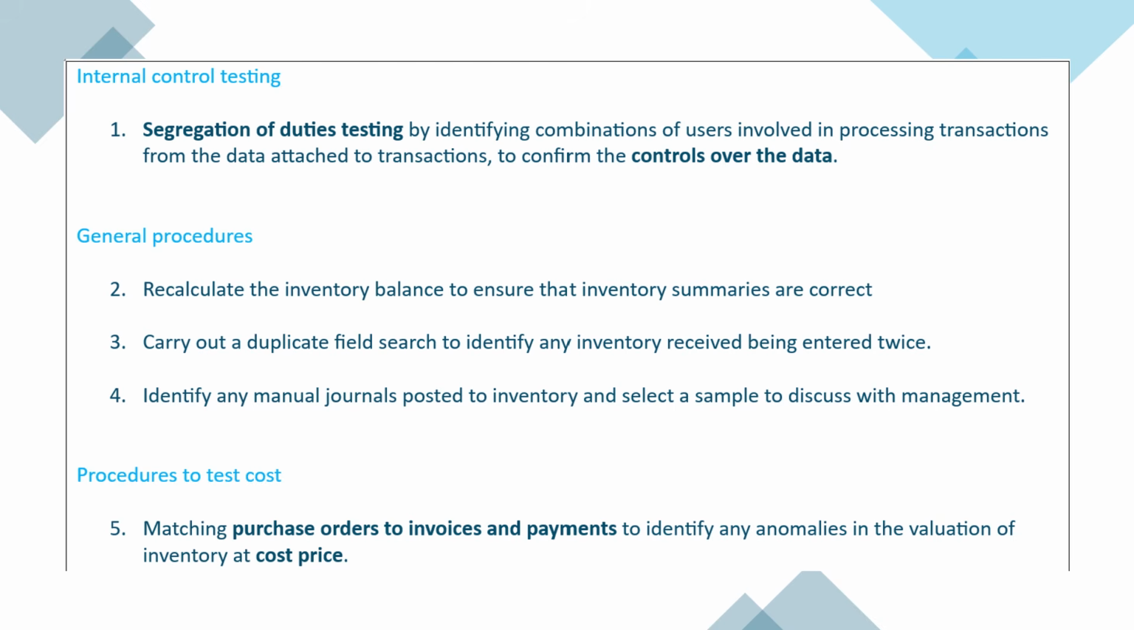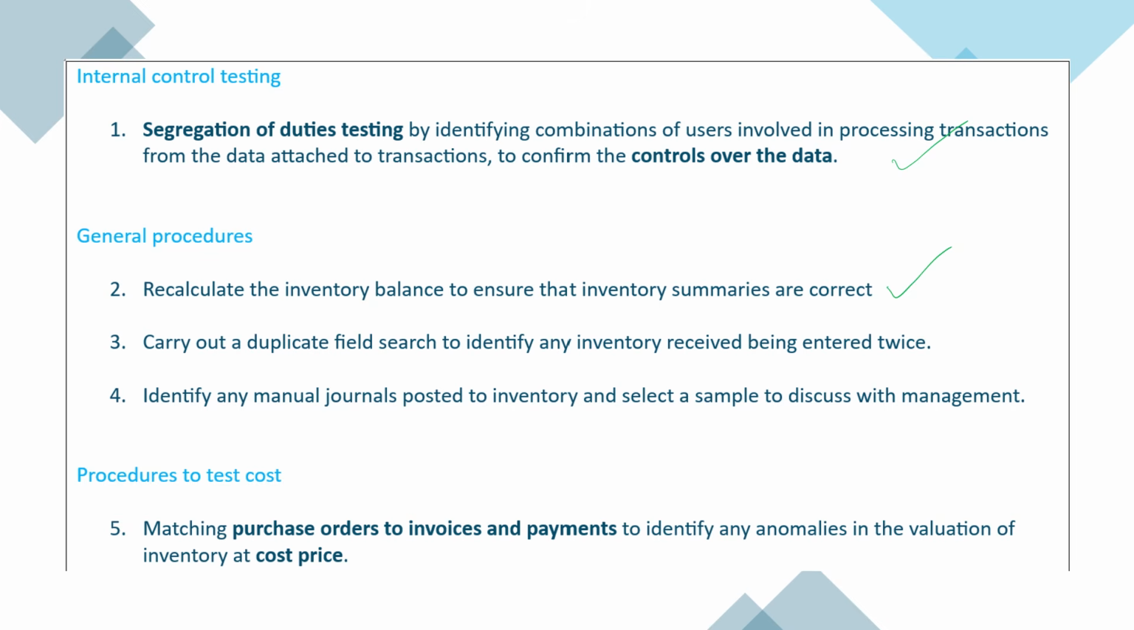So let's start off by talking about internal control testing using data analytics. We can test the segregation of duties by identifying combinations of users who are involved in processing transactions. So your audit softwares, for example, could tell you the combination of roles which are involved in recording the inventory. Remember, the segregation of duties is going to be a part of your internal control testing. An easier mark would be I could recalculate the inventory balance to make sure the summaries are correct.